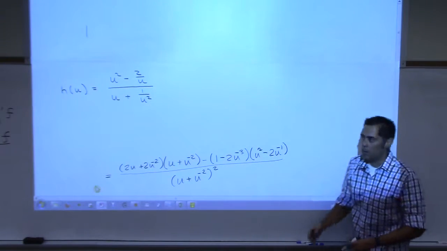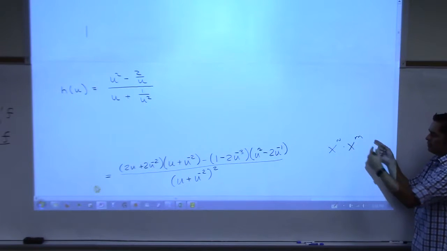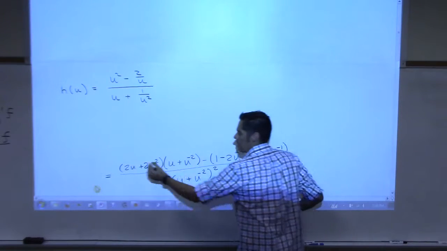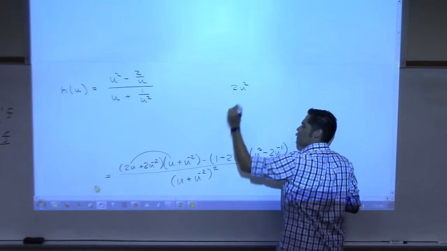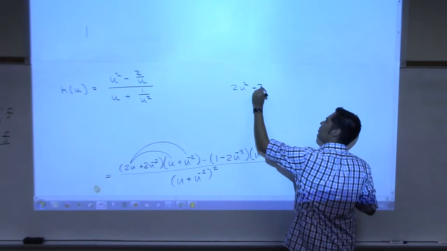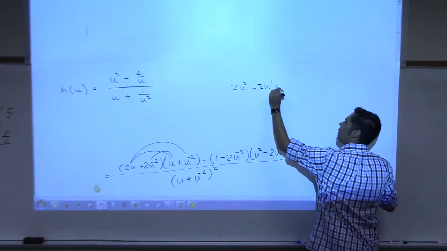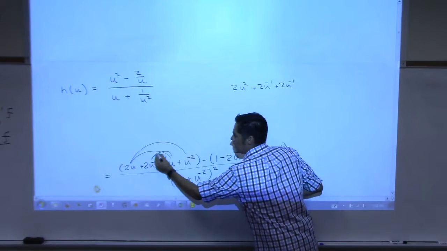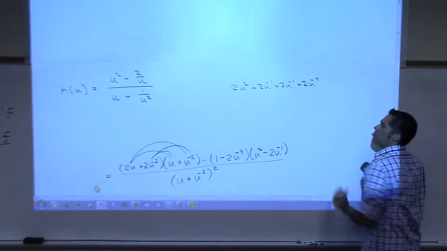Properties of exponents. Remember, if you multiply x to the n times x to the m, you do what with the exponents? You add, right? So let's remember that. When I go here to here, I get 2u squared. When I go here to here, 2u to the negative 1. Here to here, plus 2u to the negative 1 again. And then here to here, plus 2u to the negative 4.